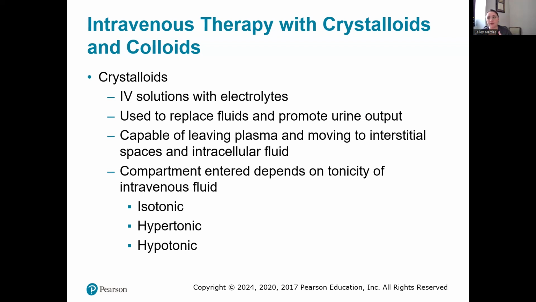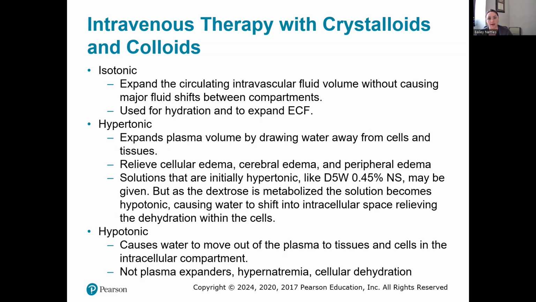And then we have, what are those? Isotonic. So like we said, it expands the circulating intravascular fluid volume without causing a shift, okay? So it's used for hydration, and to expand extracellular fluid. So we need more in our plasma and we want it to not move. We want it to stay there. So we want isotonic, okay? We don't want it going into the interstitial space. We want it to stay in our blood vessels. So that's when we use isotonic.